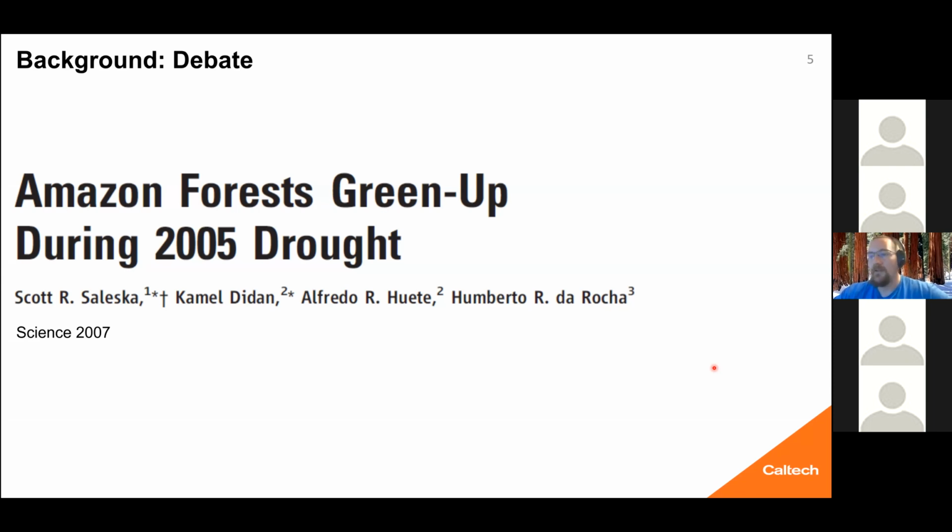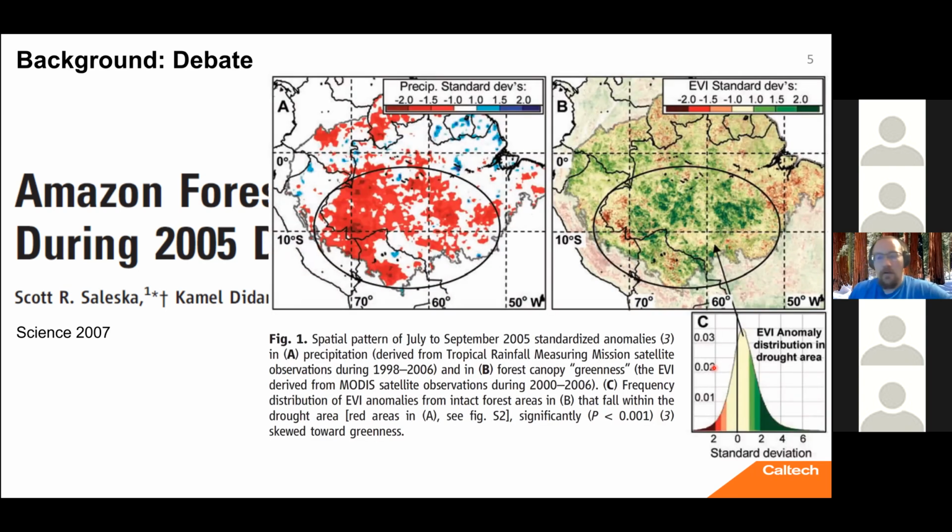And they published this paper in Science in 2007, and it was literally, I think, a couple of hundred words. It's one page with a 2-panel figure. And it was titled Amazon Forests Green Up During 2005 Drought. On the surface, this looks like a very confusing observation, right? Because you would think that during a drought, you would not see vegetation green up. But that's what they saw in the data.